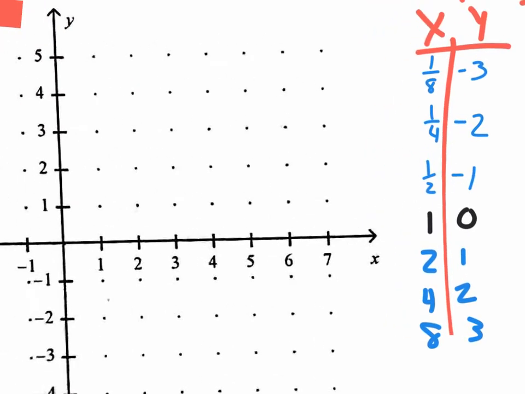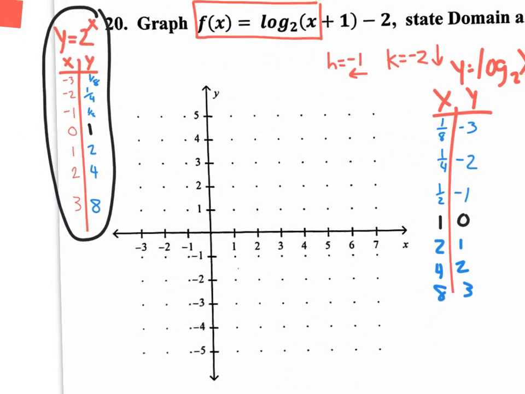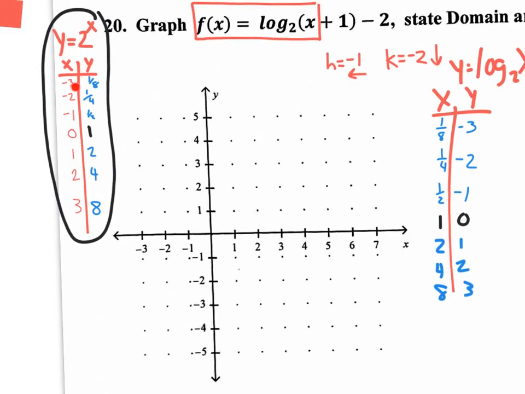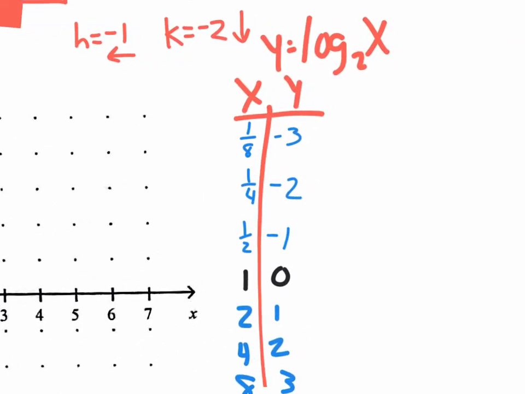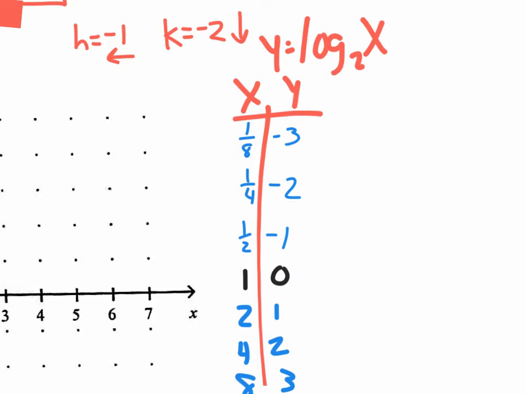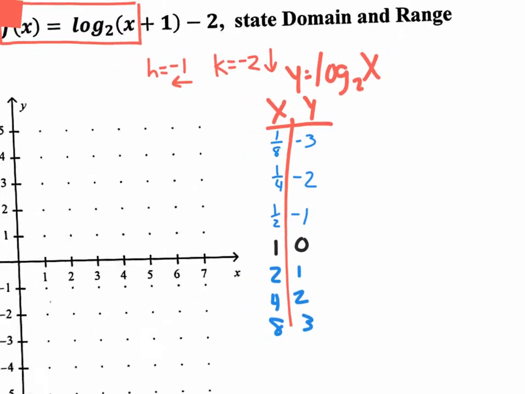So all I've done is taken the exponential growth coordinates and switched them all. The 3,8 became 8,3. The 2,4 became 4,2. So now I truly have, I don't even need these anymore. Now I truly have the coordinates to my log base 2 of x function. But notice that it doesn't have the h or k shift. So I'm going to graph them, then I'm going to move them according to h and k. So let me graph them.